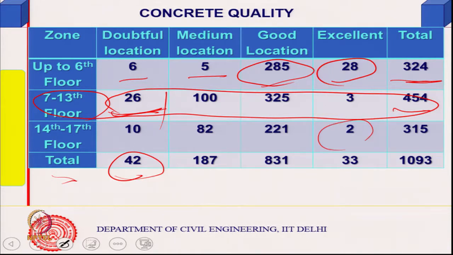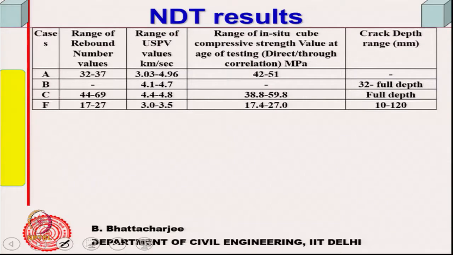It was not many, but good locations were also pretty large. Out of 324, 285 were good. So, at the lower level it was better. It was 221 out of 315. So, not all that bad, but this set got 100 medium, 26. So, relatively this was much worse concrete. So, this kind of interpretation you can make from NDT results.